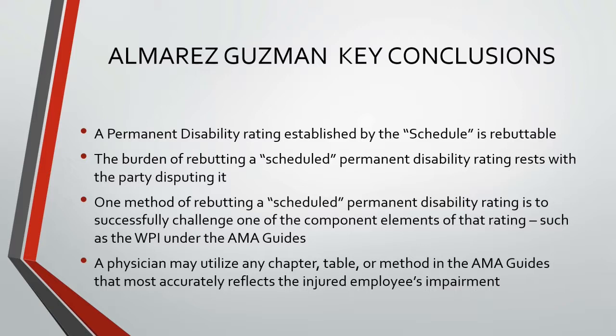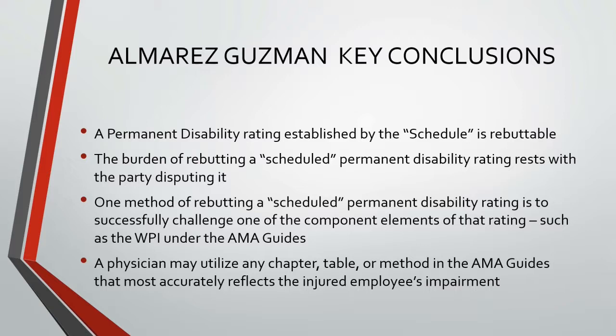So in some cases, the applicant will rebut an overly low permanent disability rating and attempt to prove that a higher disability rating is more accurate. And in other cases, the defense attorney will attempt to prove that an alternative impairment rating is too high and that the scheduled rating is the more accurate rating. So the burden of rebutting a scheduled rating rests with the party who's disputing the rating.